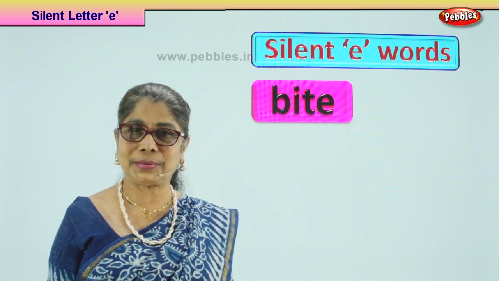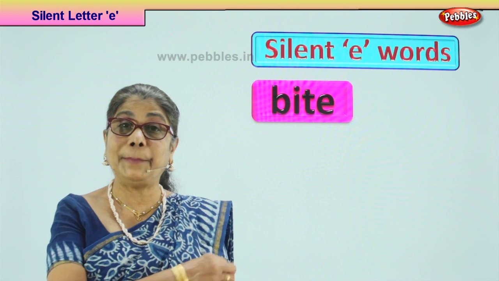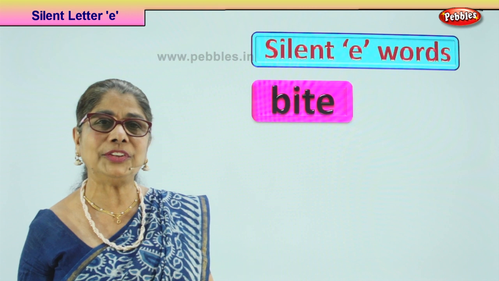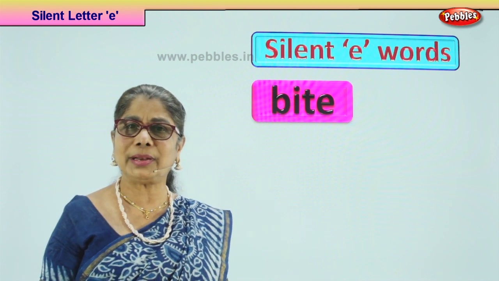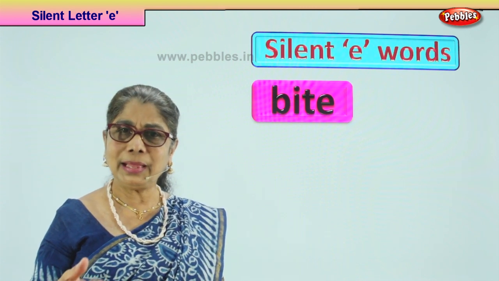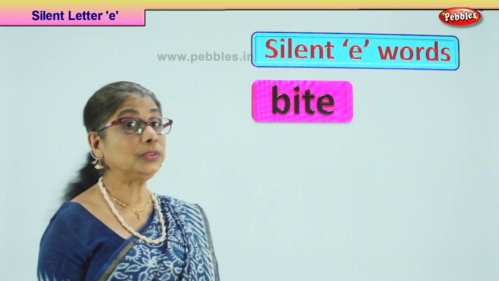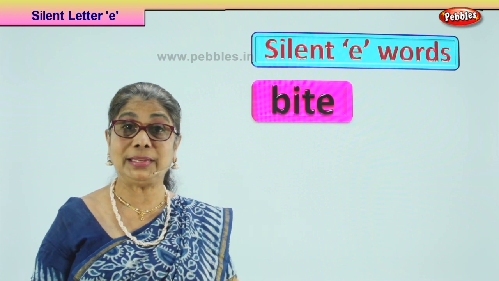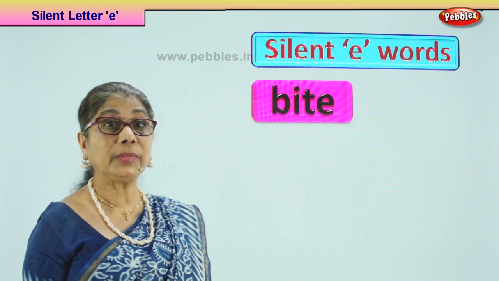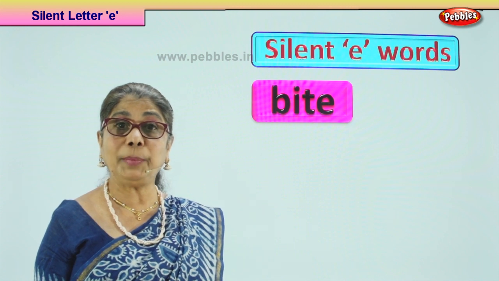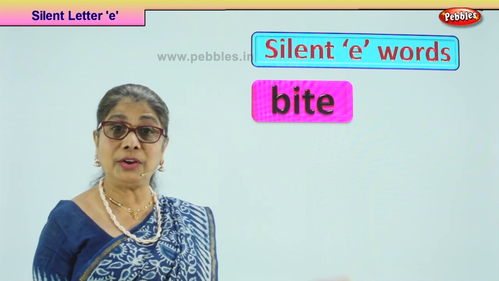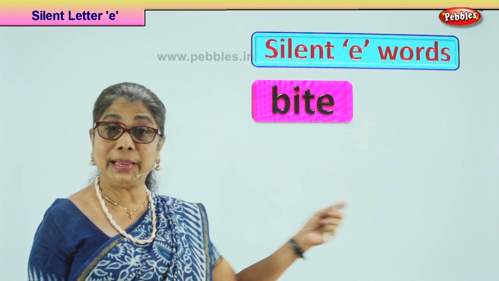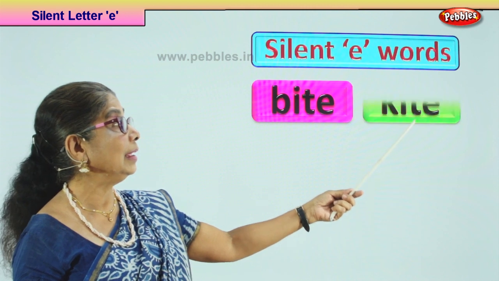What is bite? A mosquito bites you. You can take a bite of my sandwich. Take a bite of this chocolate. Bite means a little bit you can bite. Here you say a mosquito bite means a mosquito stings you. Or the dog can bite you. Be careful. Don't go near stray dogs. Bite. What word is this? Bite. Let's look at our next silent E word.